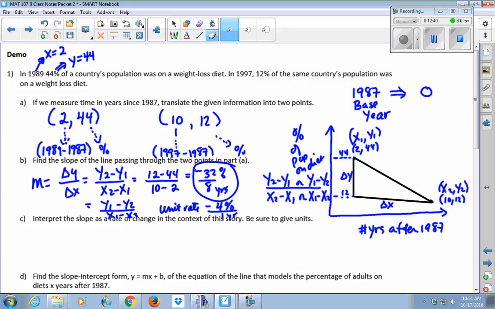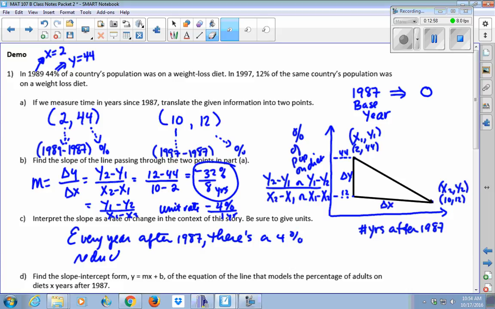Woohoo! All right. Every year, see, I told you there's a 1,000 ways to write this sentence, right? Every year after 1987, there's a reduction. Is that what you said? There's a 4% reduction in the populace participating in the weight loss plan.